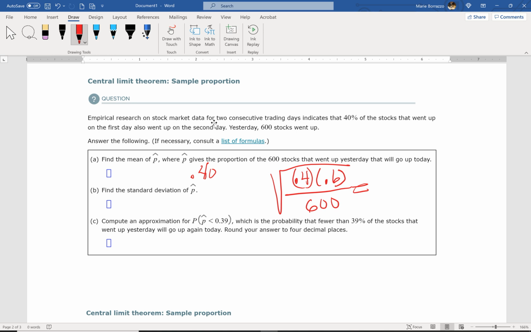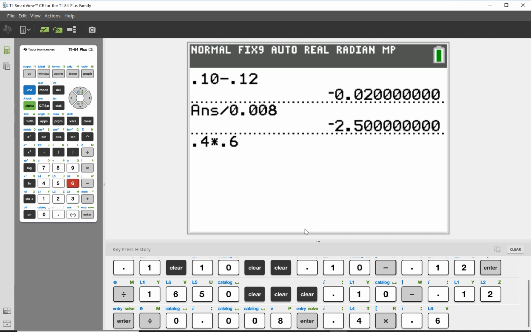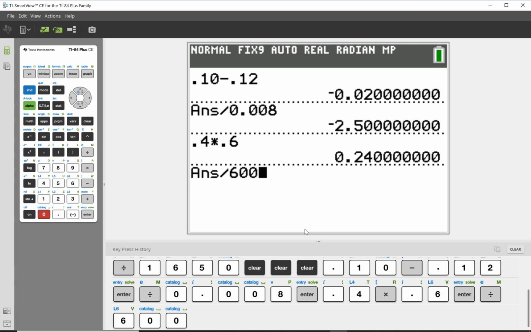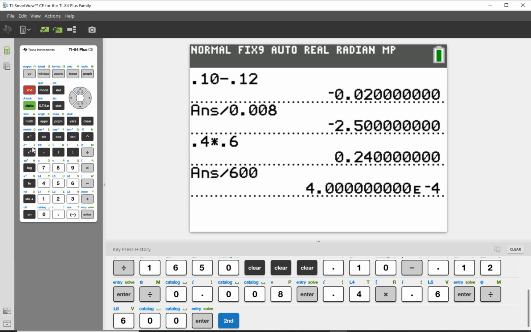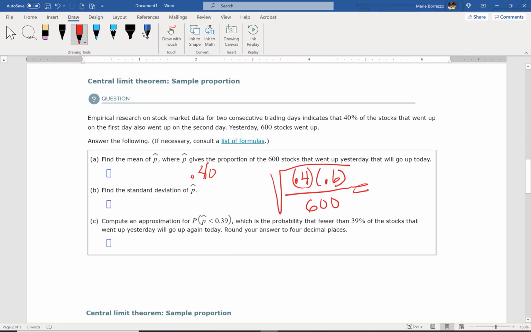Okay, so once again, let's use our calculator. So 0.4 times 0.6. Okay, and we're going to divide that by, I believe it was 600. And now we take the square root of that answer. So we're going to go second square root, second answer equals, and you get 0.02. So that's our standard deviation.